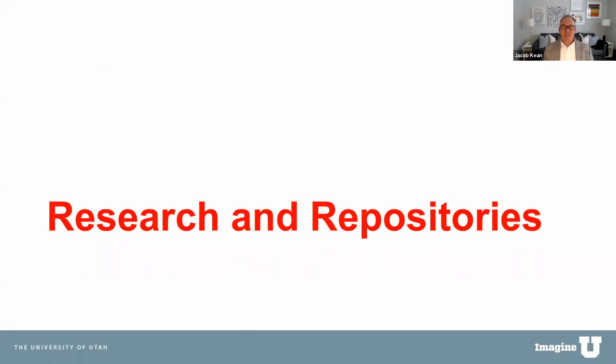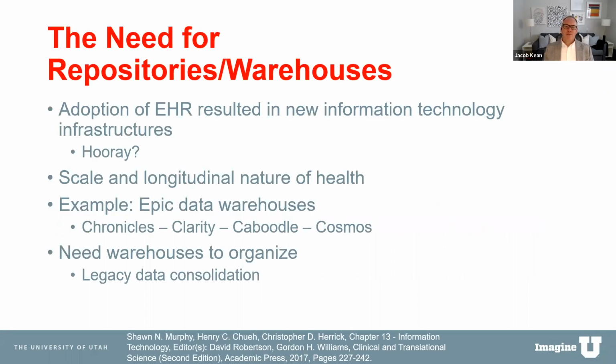The next section discusses repositories and federal investments made to support primary and secondary use cases for EHR data. With the observed benefits of EHRs and financial incentives to adopt EHRs, new information technology infrastructures were created and data accumulated rapidly. This was furthered along by the scale of the adoption and by the longitudinal nature of health record. There's a lot of data and it was accumulating at a very rapid pace.